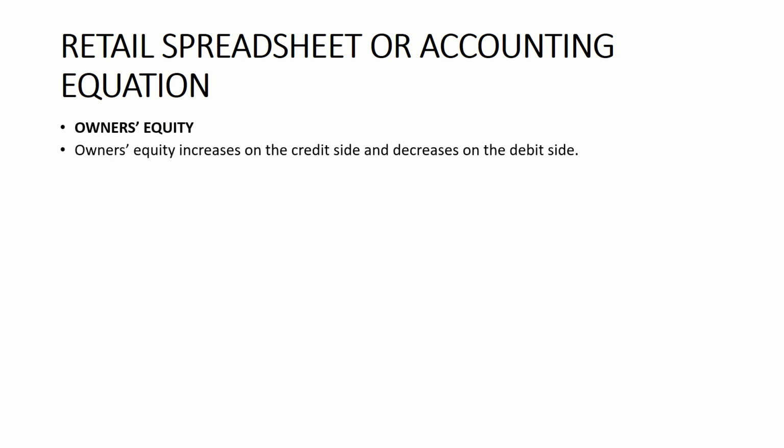Owner's equity increases on the credit side. Please note that this is no longer the same as your assets. Remember, assets increase on the debit side. Owner's equity will increase on the credit side, and it will decrease on the debit side.